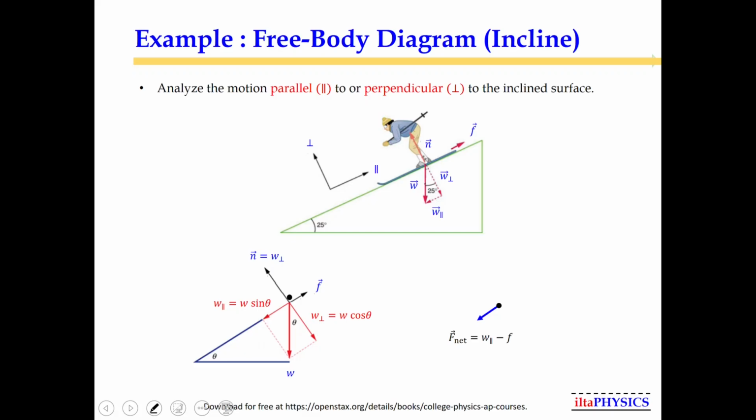Gravity always acts vertically downward. The normal force acts perpendicular to the slope, pushing the skier away from the surface. And friction acts opposite to the direction of motion, so up the slope. Make sure you clearly understand the directions of these three forces.